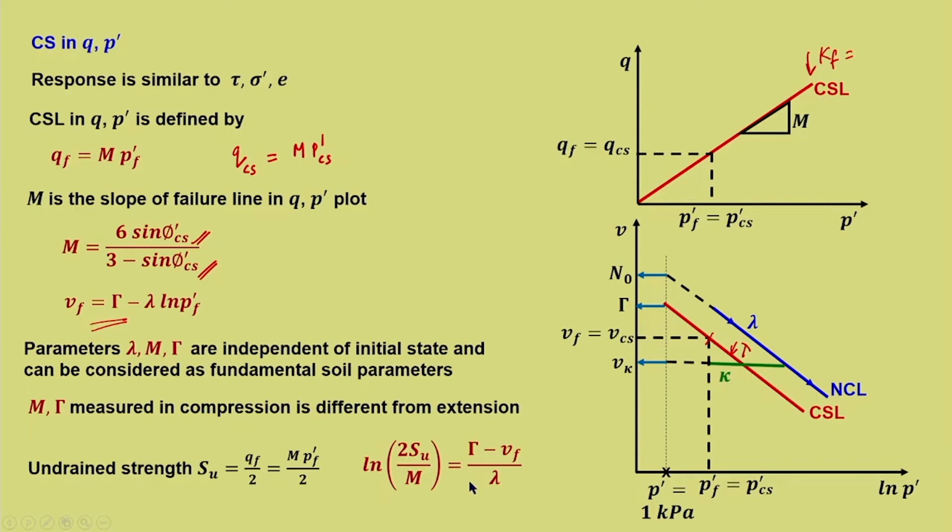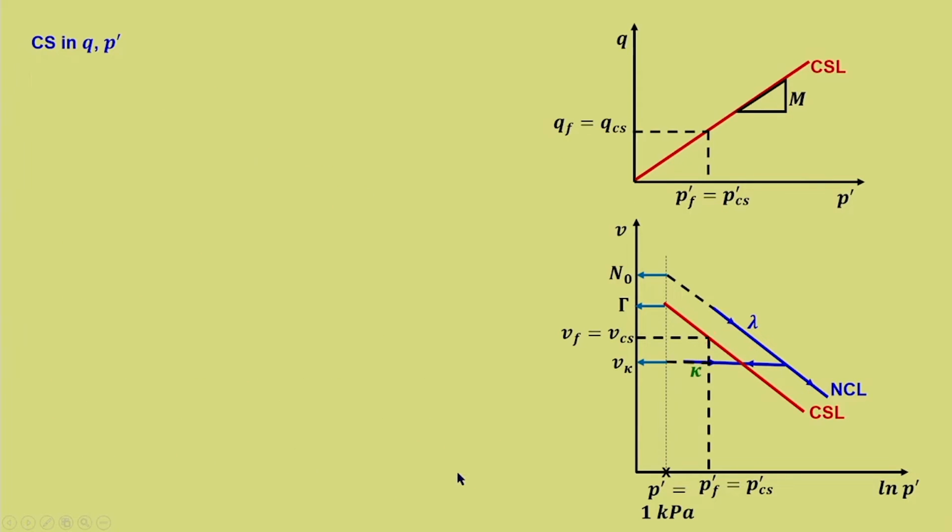So how is this possible? This is possible because you are writing the expression for ln p dash f, which is equal to (gamma minus Vf) upon lambda, and p dash f is nothing but 2Su upon M. So that gives the expression for Su in terms of critical state parameters. Okay, so now let us further try to explain.